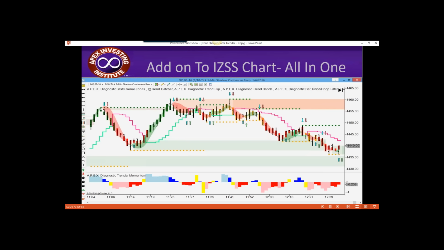I'm not trying to oversimplify something to oversell you on it. It's simple. Green level, green everything, buy. Red level, red everything, sell. It doesn't get any simpler than that. I mean, that's it.